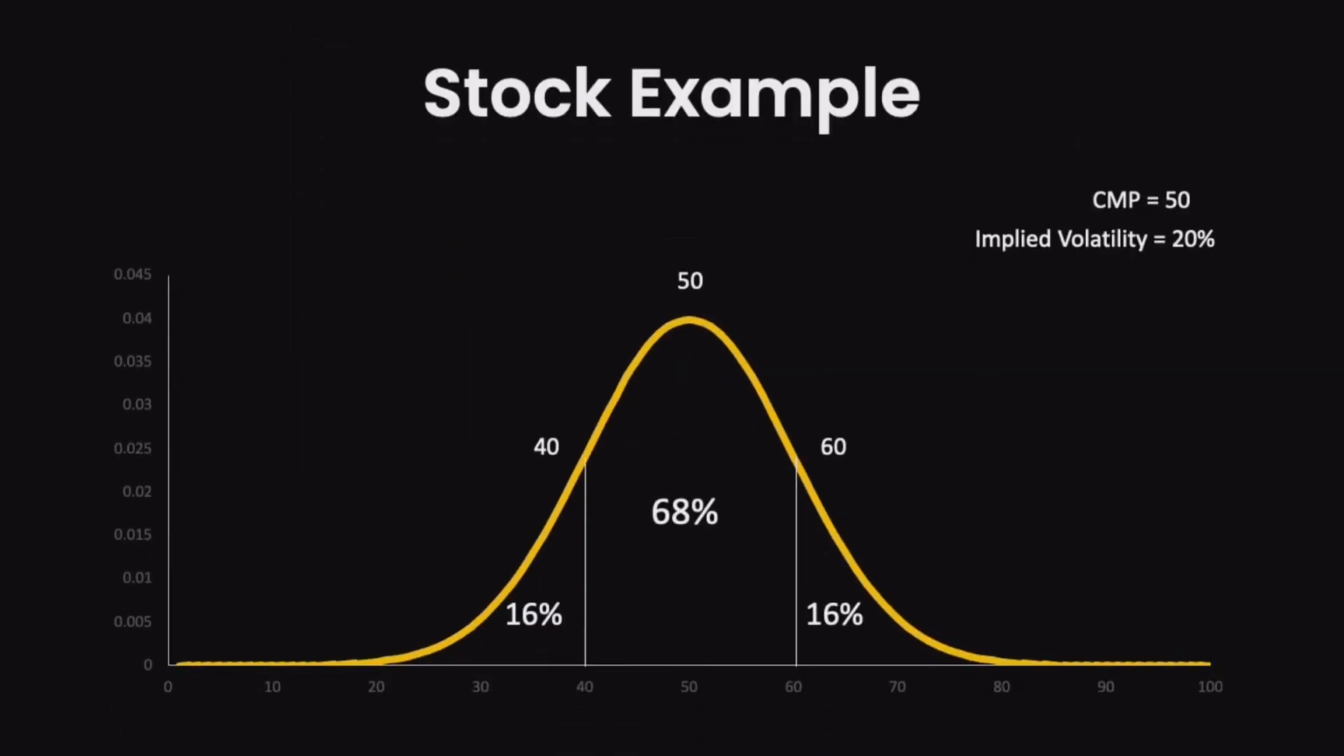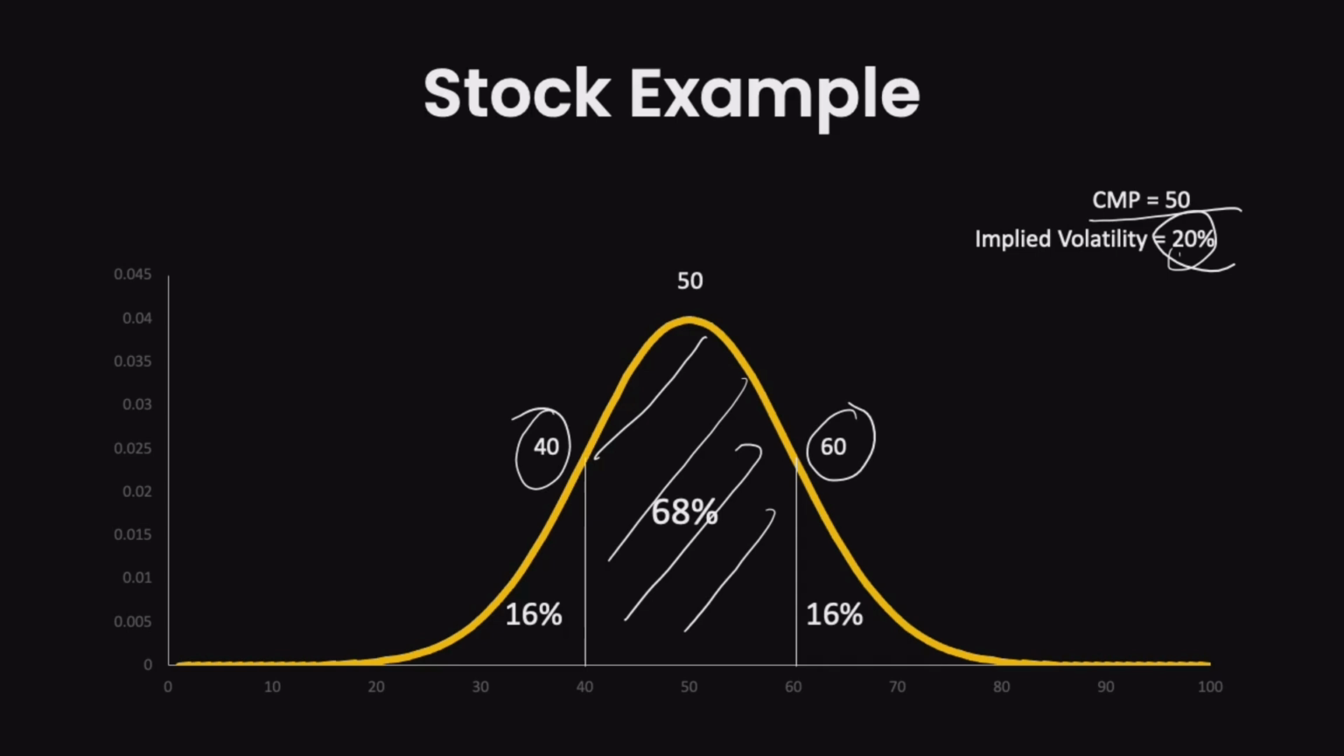So let's understand this further by looking at an example. Let's look at a stock trading currently at 50 rupees with an implied volatility of 20%. Using the principles of a normal distribution, we can assume that 68% of the time in the future, the stock will trade between 40 and 60. Why? Because 20% of 50 is a 10 rupee move in either direction, which results in a 40 to 60 rupee range. So the stock is likely to be in this range with a probability of 68%.